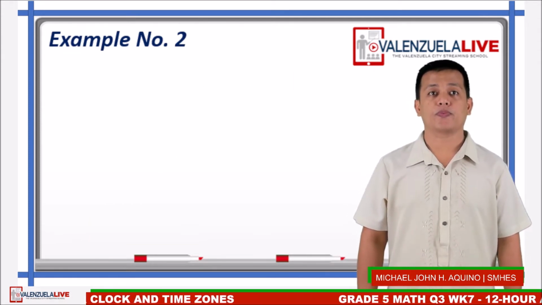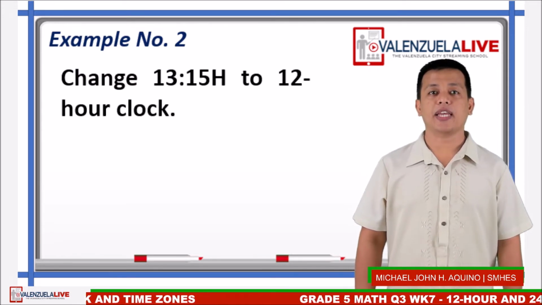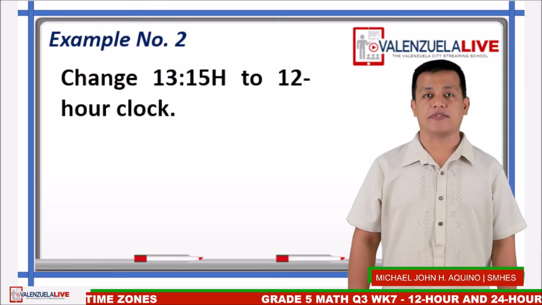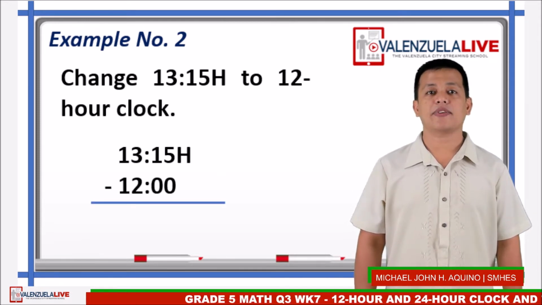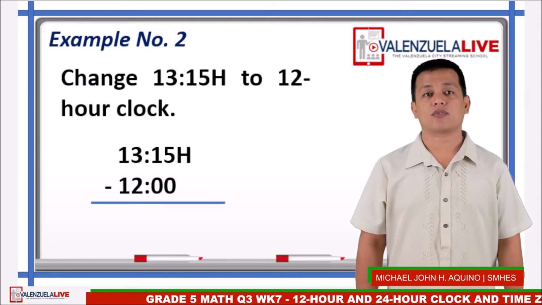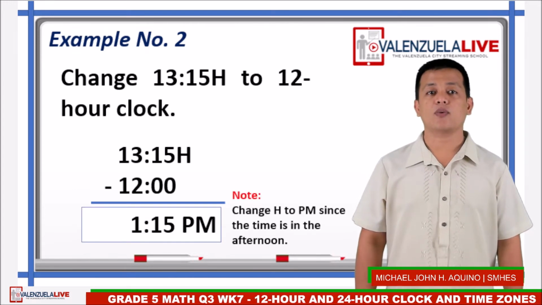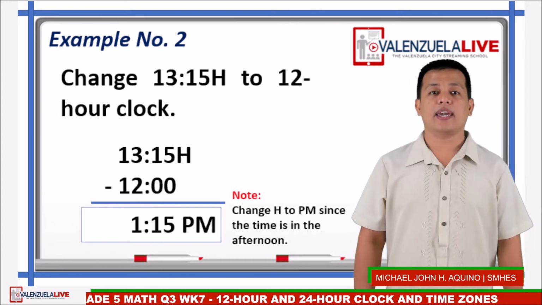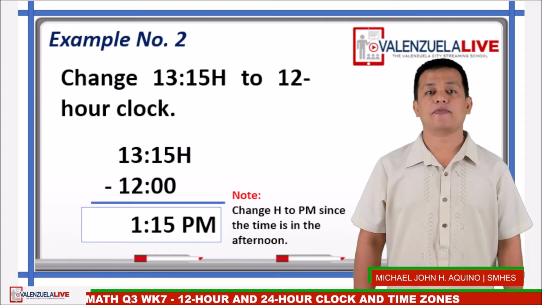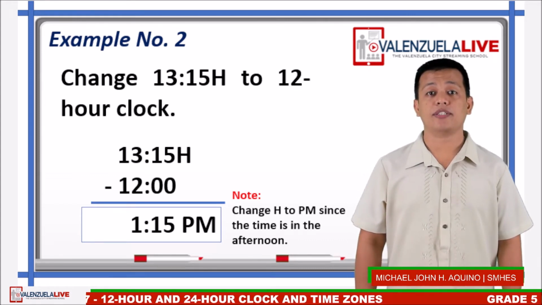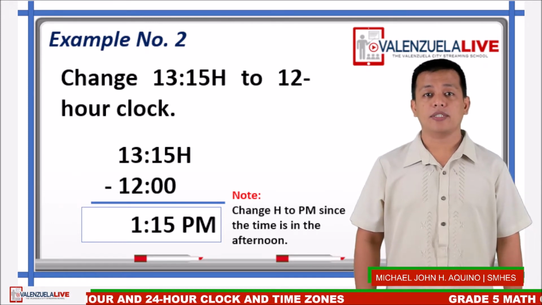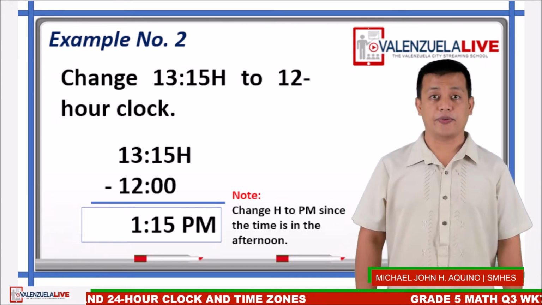Example number 2. Change 1315 hours to 12-hour clock. 13 hours minus 12 is equal to 1, and 15 minutes p.m. So 1:15 p.m. Again, take note, we need to change H to PM since the time is in the afternoon.